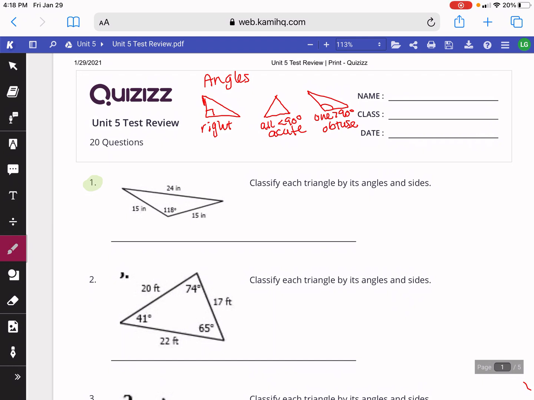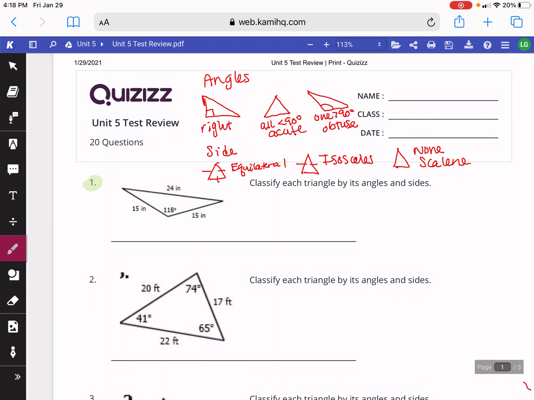Another way we learned to classify triangles was by their sides. So if all sides are equal, it's equilateral. If two sides are equal, it's isosceles. And if none are congruent, then it's scalene. So we're going to use that to help us classify these triangles.